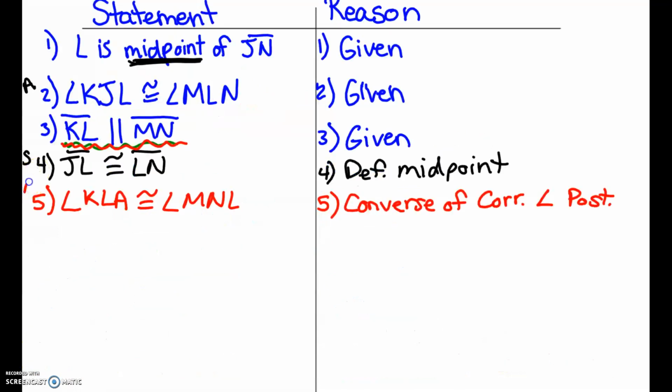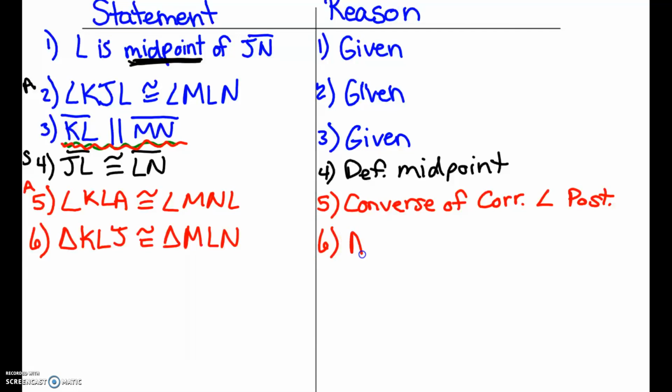That was my other A. So at this point, I have 3 pieces of information that happen to make my ASA pattern, so I'm now able to prove my 2 triangles congruent in my 6th step. My 6th step, I'm able to say triangle KLJ is congruent to triangle MLN by my theorem angle, side, angle.